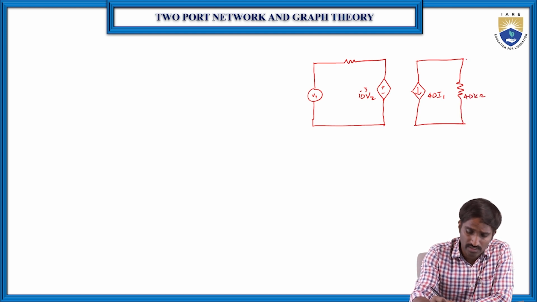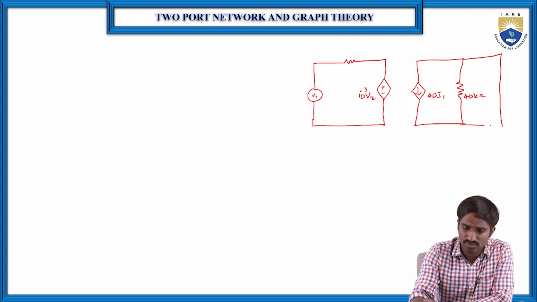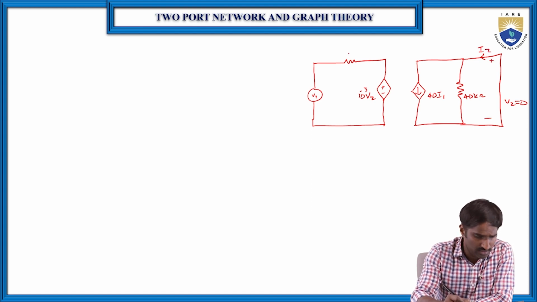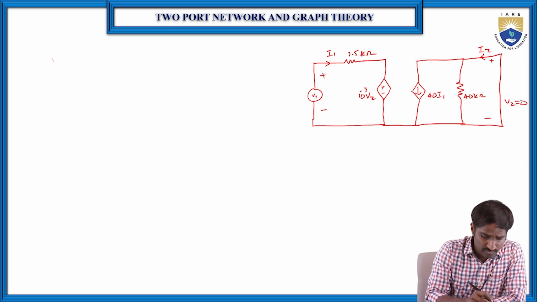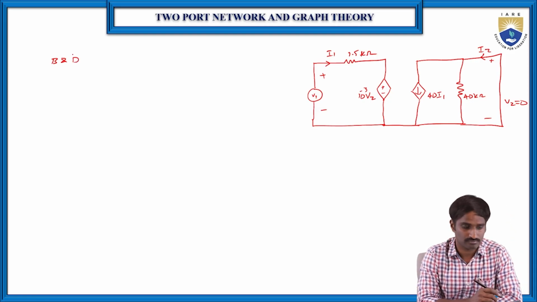Then again there is one more resistor, which is 40 kilo ohms. And we are making the output terminal a short circuit, which means here V2 is equal to 0, and here there is I2, and here it is 1.5 kilo ohms, and here it is I1. This is the circuit to find the parameters B and D values.